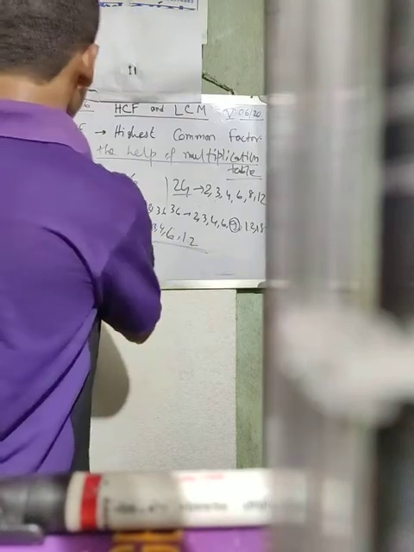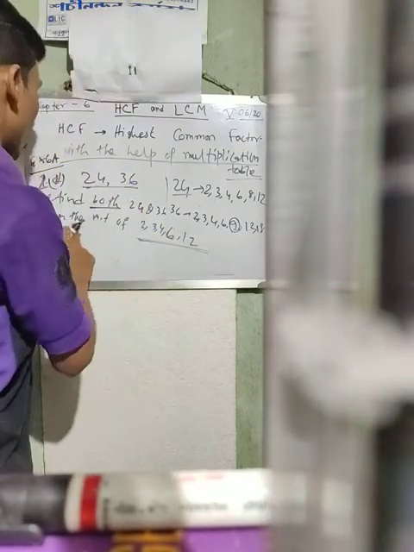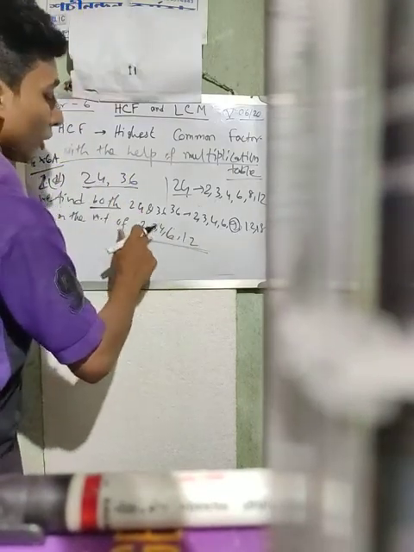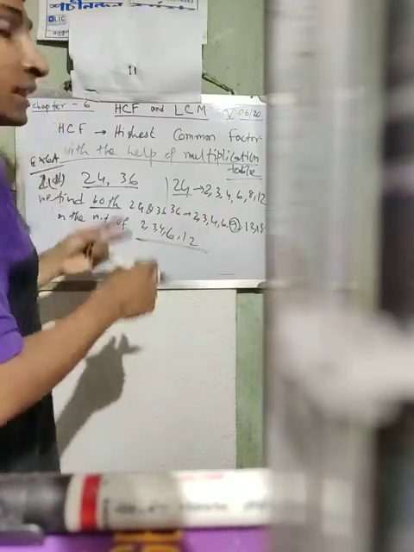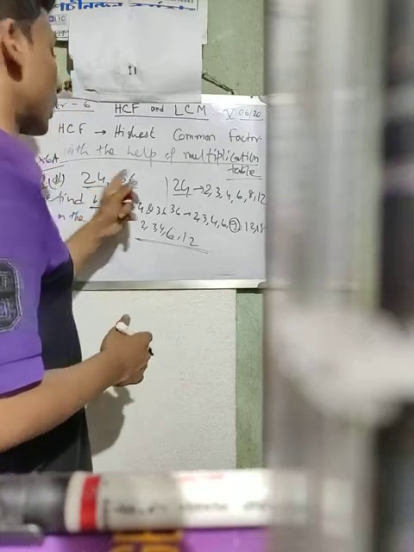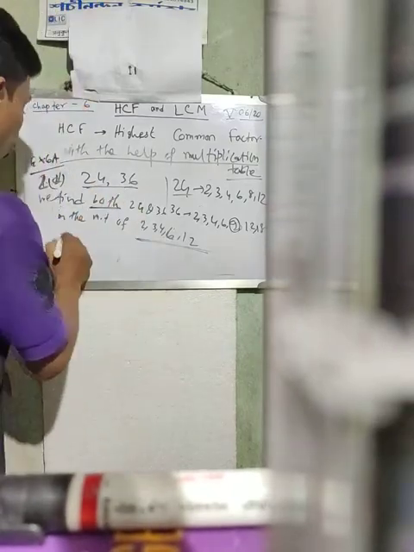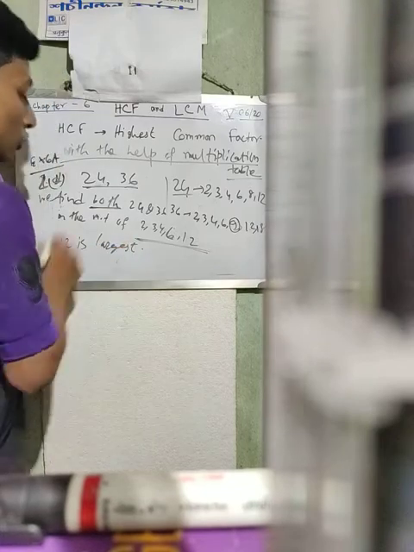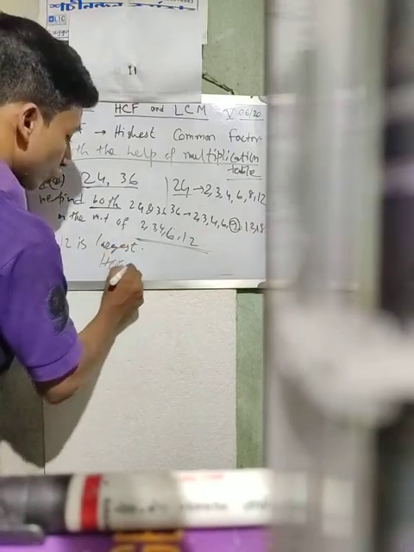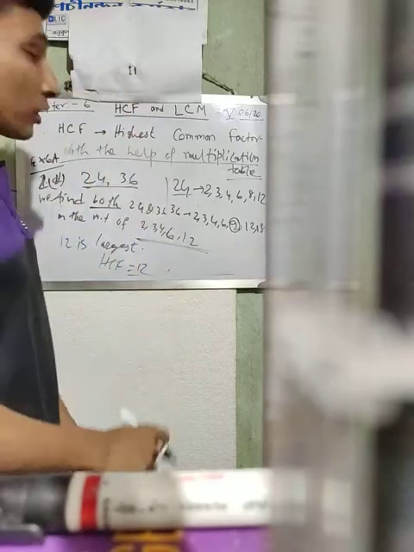So we find both 24 and 36 in the multiplication tables of 2, 3, 4, 6, 12. Obviously these are the common factors of 24 and 36. So here what is the largest? 12 is the largest number among these. So that's why we can say HCF is equal to 12.